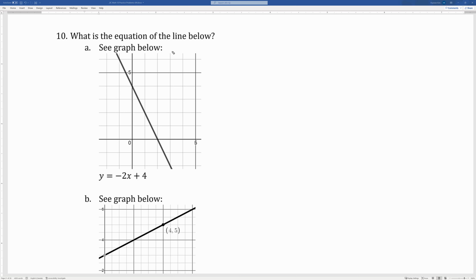What is the equation of the line below? We immediately see a y-intercept of 4, and we know that y equals mx plus b. This is the slope-intercept form, and we know that the b value is 4. All we have to do now is to substitute any other point. We'll pick (2, 0), and plug in x equals 2 and y equals 0.